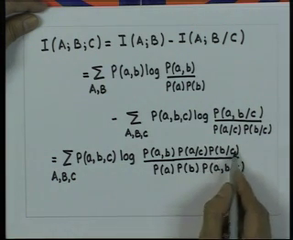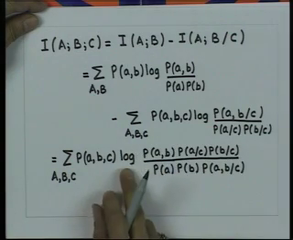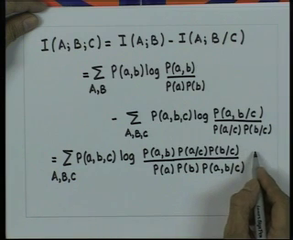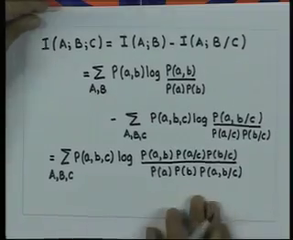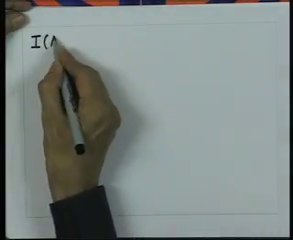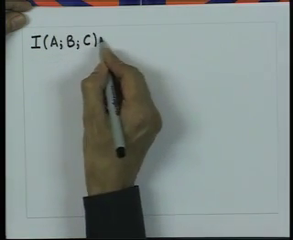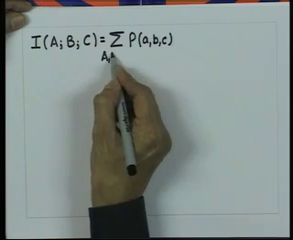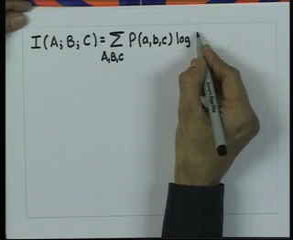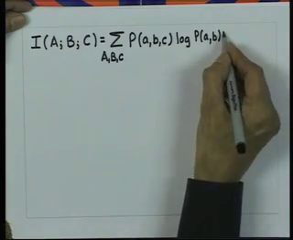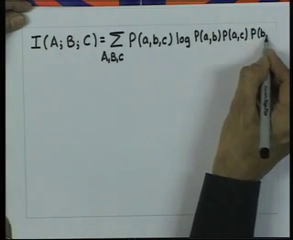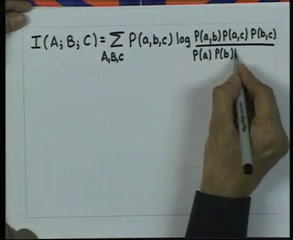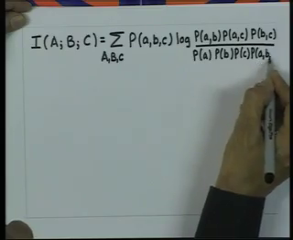Now, if we multiply the term in the argument of the log, both the numerator and denominator, by probability of C into probability of C, then we can simplify this expression as I of A semicolon B semicolon C equal to summation over alphabets A B C of probability of A B C log of probability of A B, probability of A C, probability of B C divided by probability of A, probability of B, probability of C and probability of A B C.